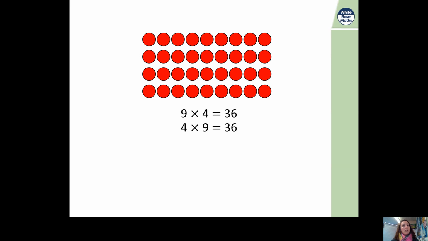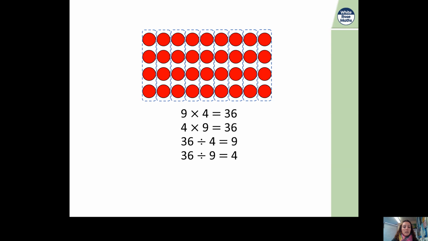So we can represent these counters 9 lots of 4 or 4 lots of 9, and it makes 36 both ways. That's because, as we already have talked about, multiplication is commutative. So there we go. 4 lots of 9, 9 lots of 4. So we can also represent it as a division. 36 divided by 4 equals 9, and 36 divided by 9 equals 4.